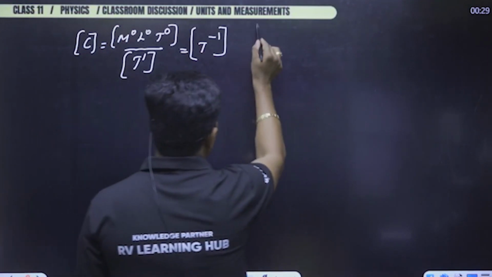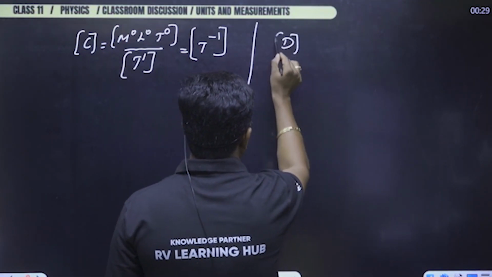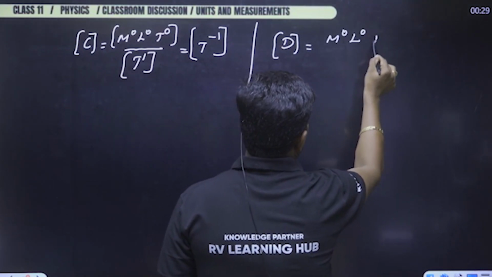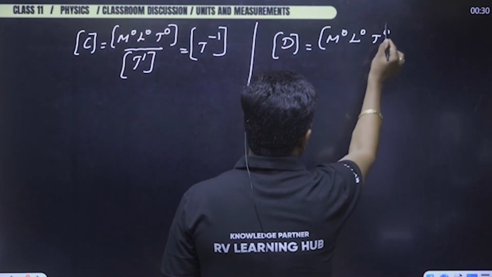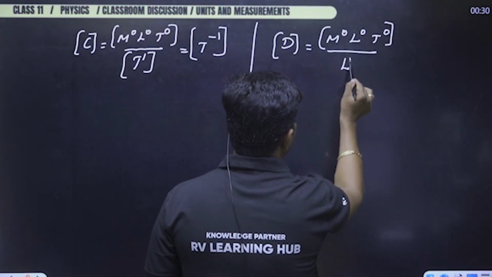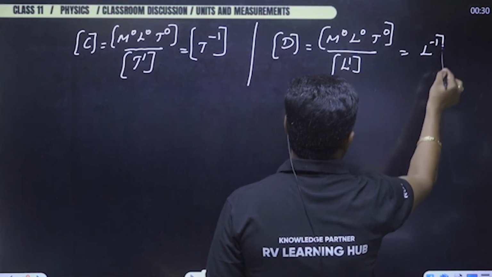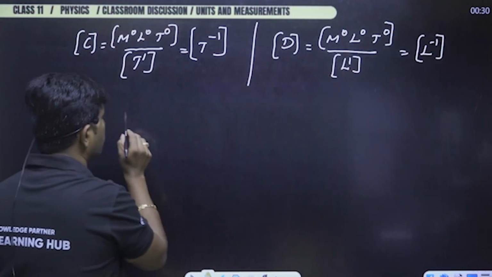In the same manner, what is the dimension of D here? Dimension of D becomes equal to m power 0, L power 0, T power 0 divided by x. X in the sense L to the power of 1. So you'll get L to the power of minus 1 as the dimension of D.